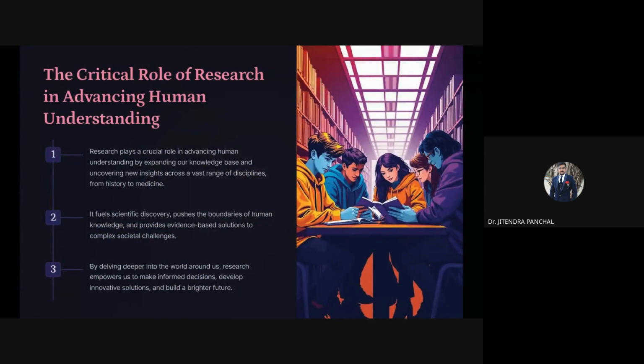Now let's talk about the critical role of research in advancing human understanding. Research plays a crucial role in advancing human understanding by expanding our knowledge base and uncovering new insights across a vast range of disciplines, from history to medicine. It fuels scientific discovery beyond the boundaries of human knowledge and provides evidence-based solutions to complex societal challenges. Again, we are able to deal with the world around us. Research empowers us to make informed decisions, develop innovative solutions, and build a brighter future. So these are the critical roles of research in human understanding, right? Any doubt till now?